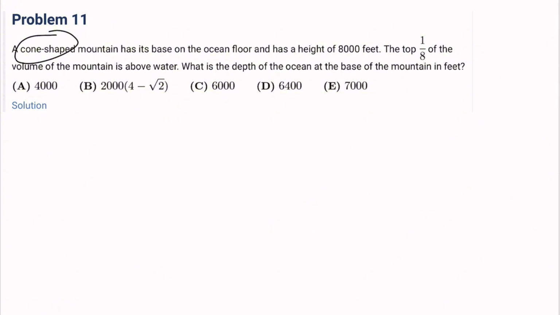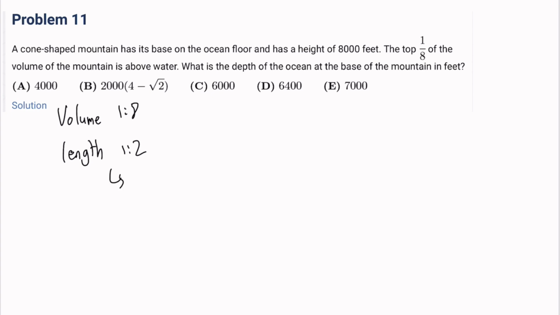Okay, so since it's cone-shaped, if the volume ratio is 1 to 8, then that means the length ratio is just the cube root of each of these, right? So that's the cube root of 1, which is 1, and the cube root of 8, which is 2, right?